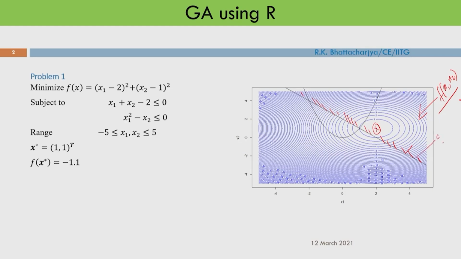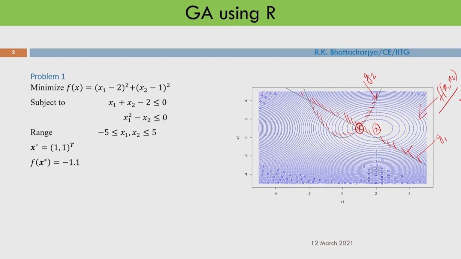I can say that this is G1, and similarly if I plot the second constraint, this is your G2. Anything in this particular region will be infeasible. Therefore, the feasible optimal solution should be somewhere here. This is the optimal solution of the constrained problem.